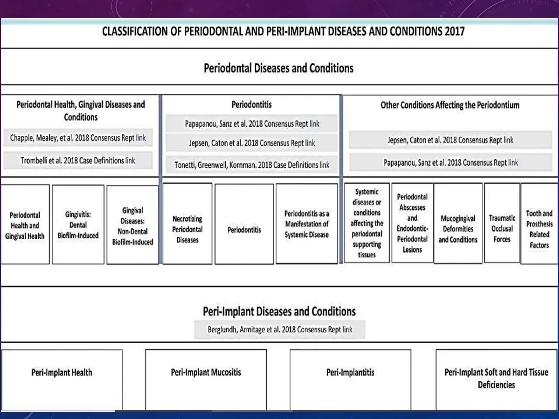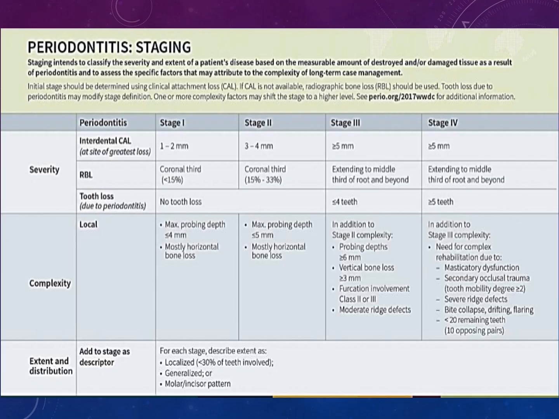So, the main feature of this 2017 classification is that there's been staging and grading in periodontitis. Staging intends to classify the severity and extent of a patient's disease based on the measurable amount of destroyed or damaged tissue as a result of periodontitis. So, it has been determined after considering various variables such as clinical attachment loss, amount of bone loss, probing pocket depth, presence and extent of angular bony defects, tooth mobility, and tooth loss due to periodontitis. So, these are the various stages of periodontitis, stage 1, 2, 3 and 4.